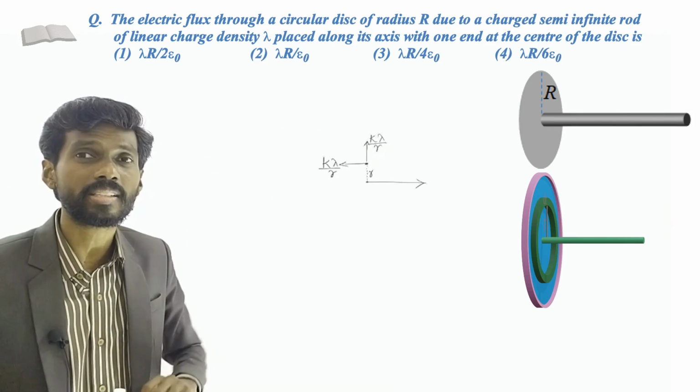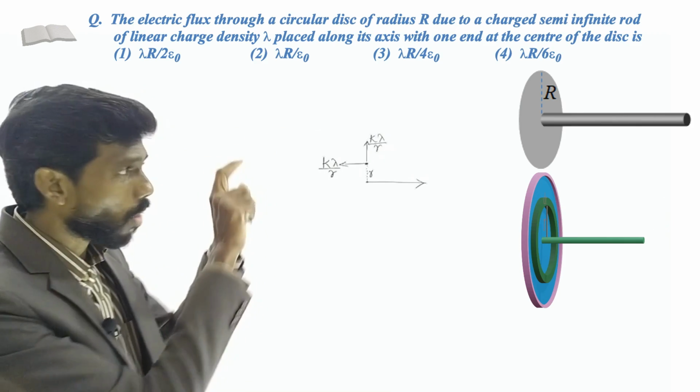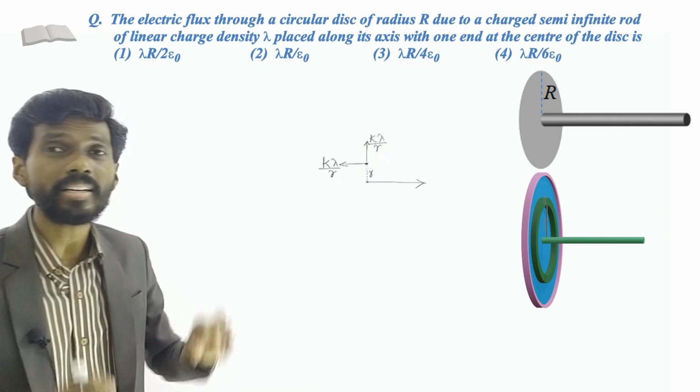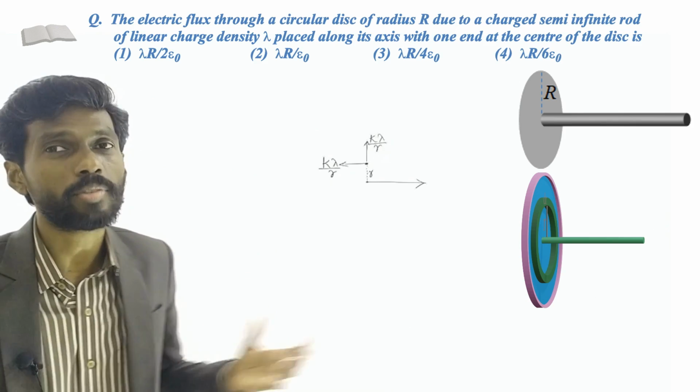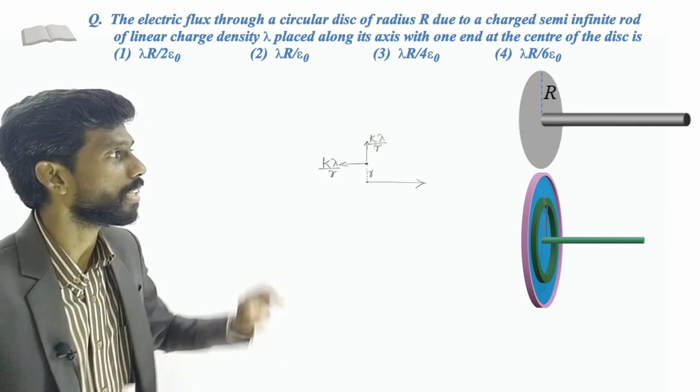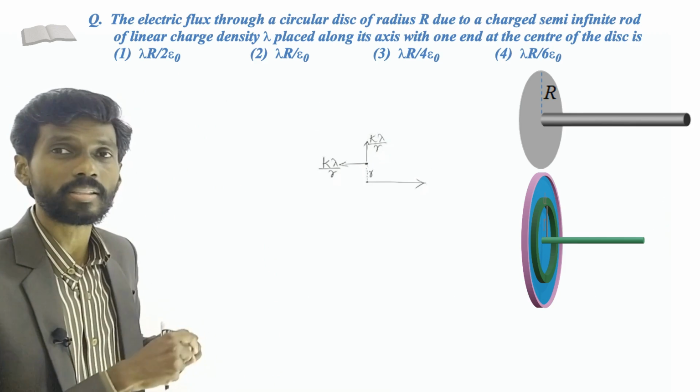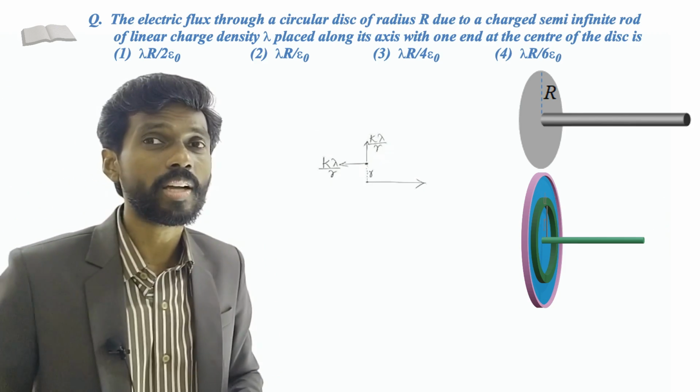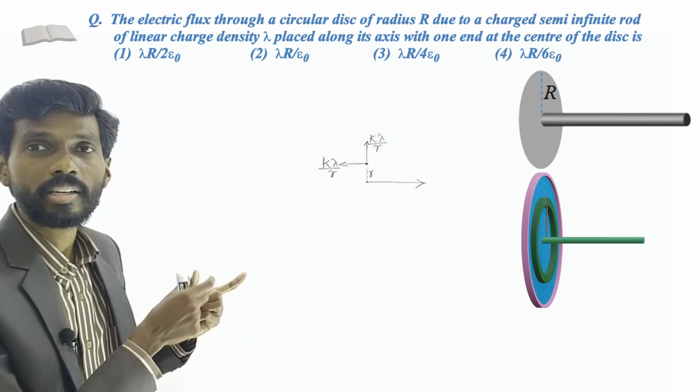So that is taken as dr. Due to only this small elemental portion, we will find the electric flux. Then we'll have to use the integration method to find the electric flux through the entire disk. So let us find the electric flux only through that small elemental portion.